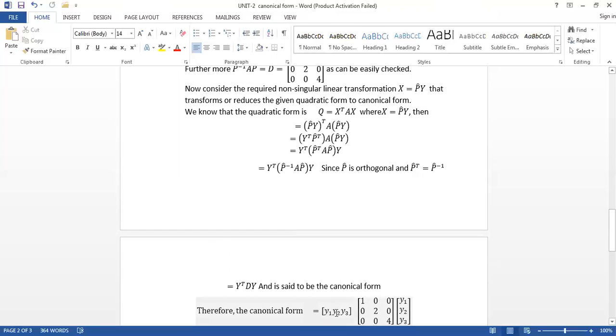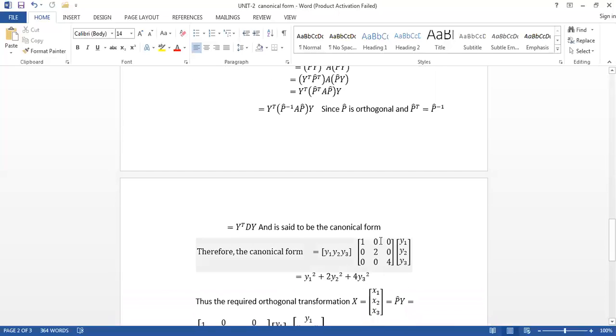So therefore the canonical form is y1, y2, y3 times D, and what is D? D is a diagonal matrix formed with the diagonal elements being nothing but the eigenvalues 1, 2, 4. So y transpose D y is (y1, y2, y3) times (1, 0, 0; 0, 2, 0; 0, 0, 4) times (y1, y2, y3). Simplifying this, y1 squared plus 2 y2 squared plus 4 y3 squared. So this is our required canonical form.